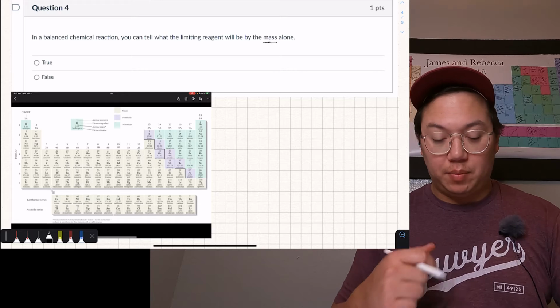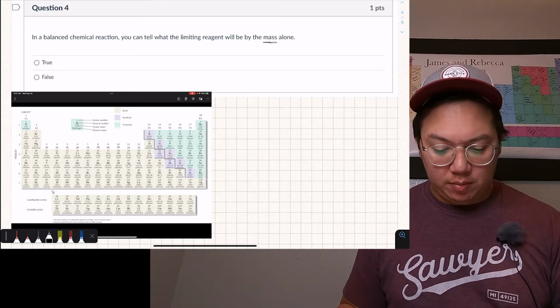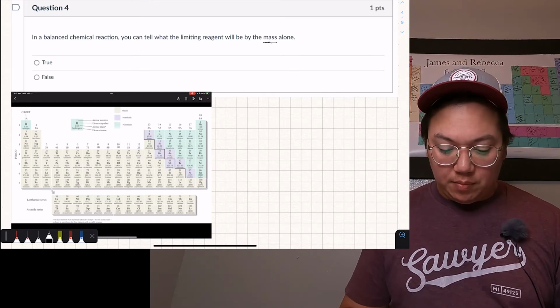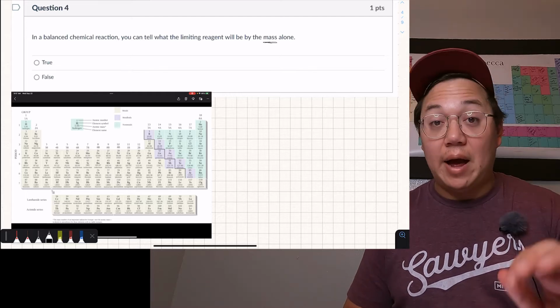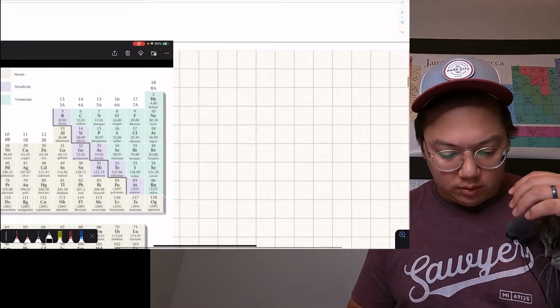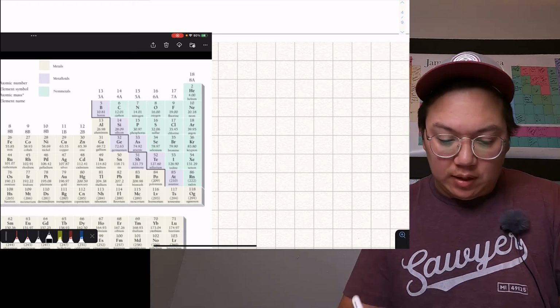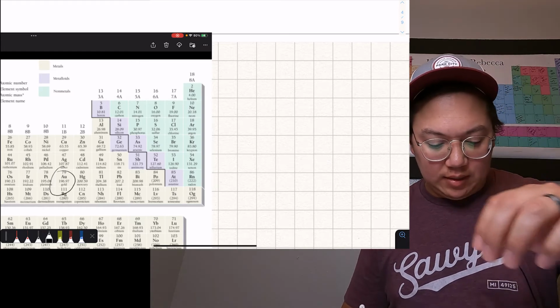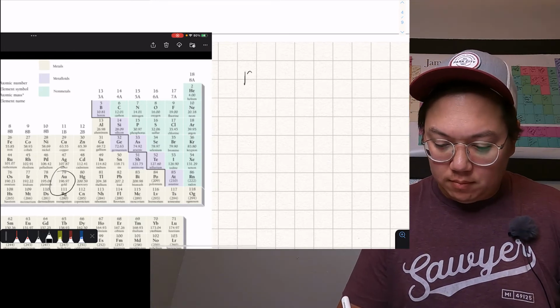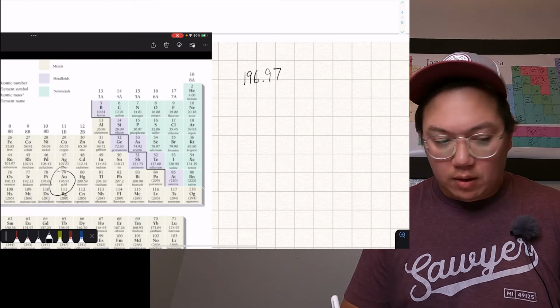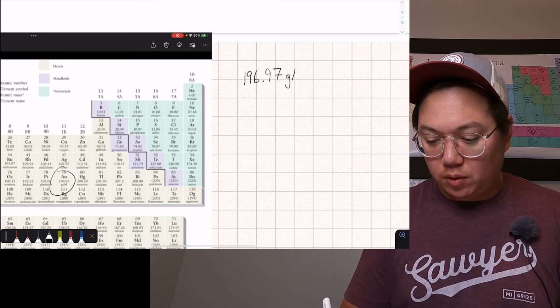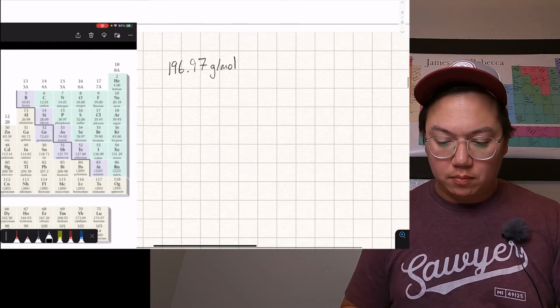Okay, so I went and grabbed a periodic table. So let's use something that has a really high atomic mass. So let's say gold. Gold has an atomic mass on this periodic table of 196.97. And that's grams per mole.